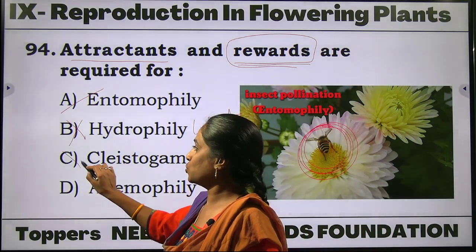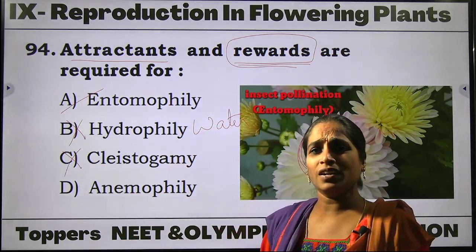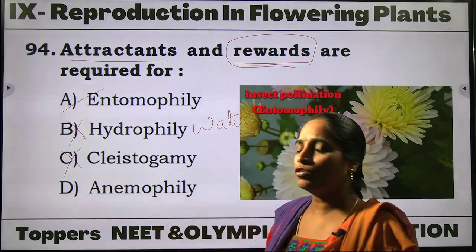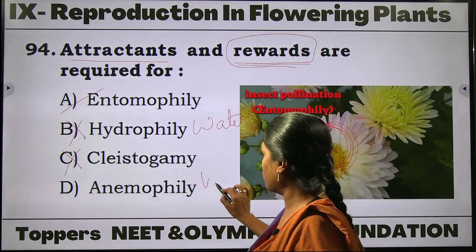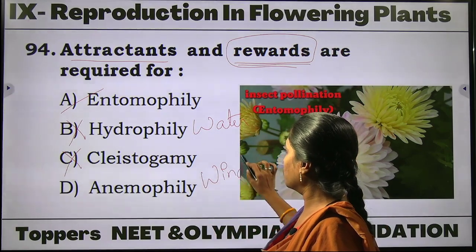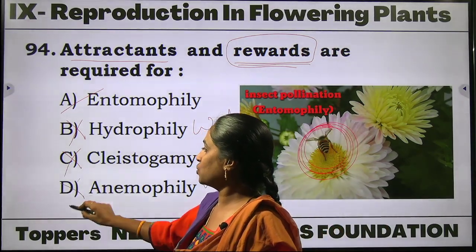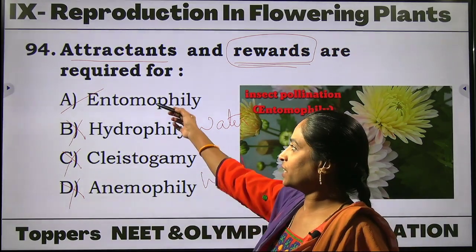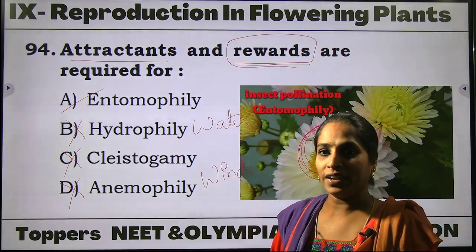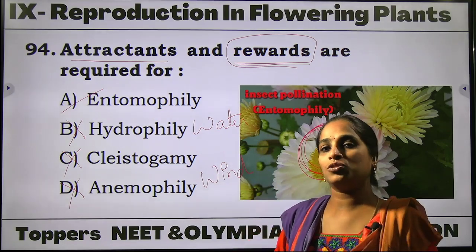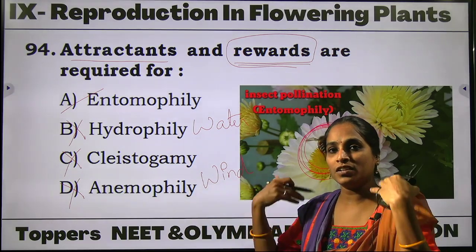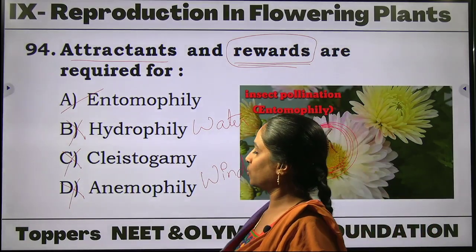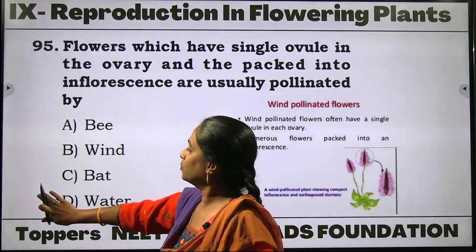And what is cleistogamy? It's a kind of pollination process, a self-pollination process. And what is anemophily? Pollination which occurs through the wind. Okay, option D is wrong, option C is wrong, option B is also wrong, and what will be the correct one? Entomophily: insects are attracted towards the flowers and, as the reward, flowers in reverse give the nectar to the insects. Okay, so this is a very good question.